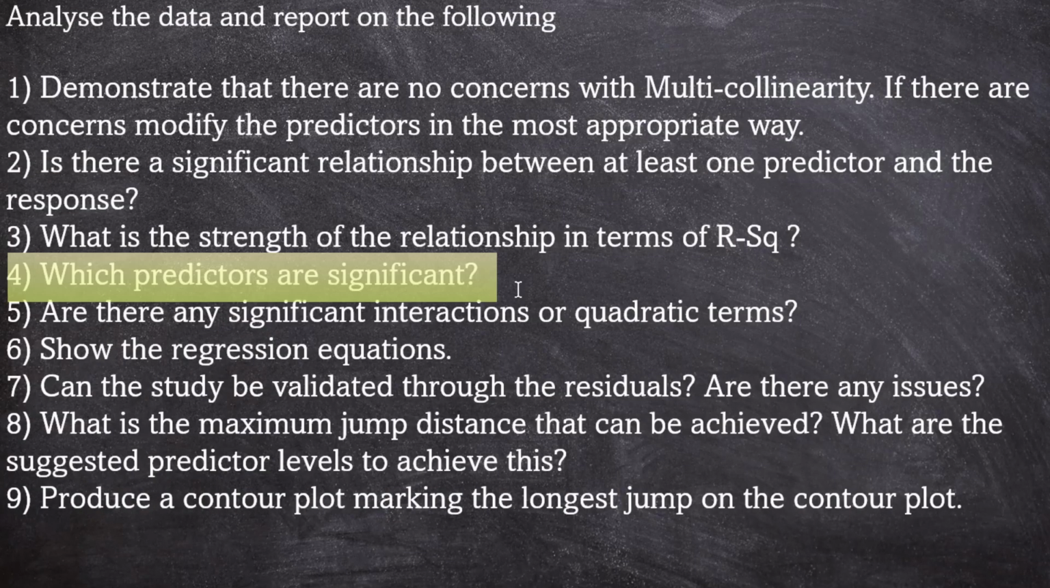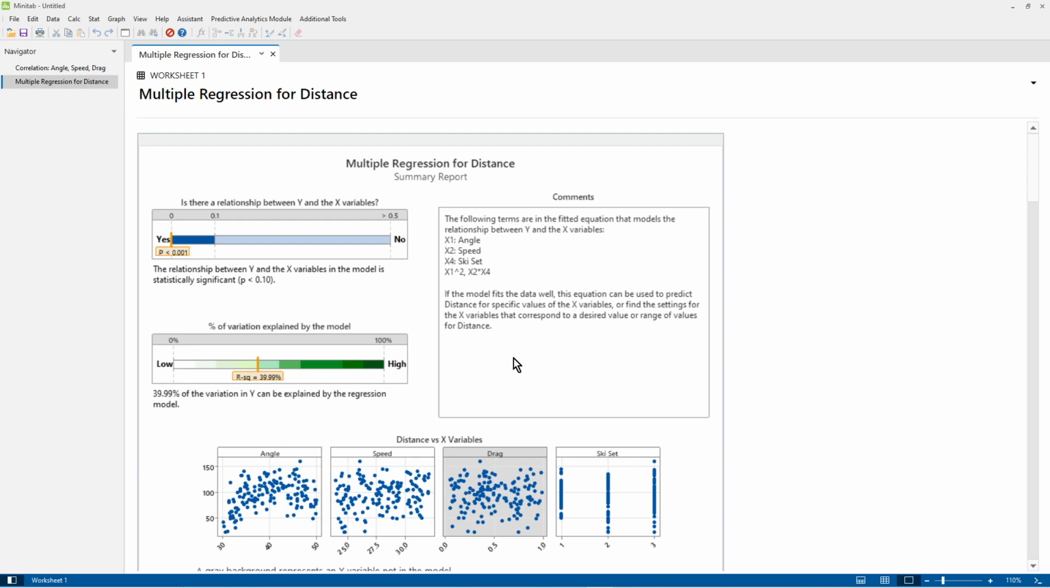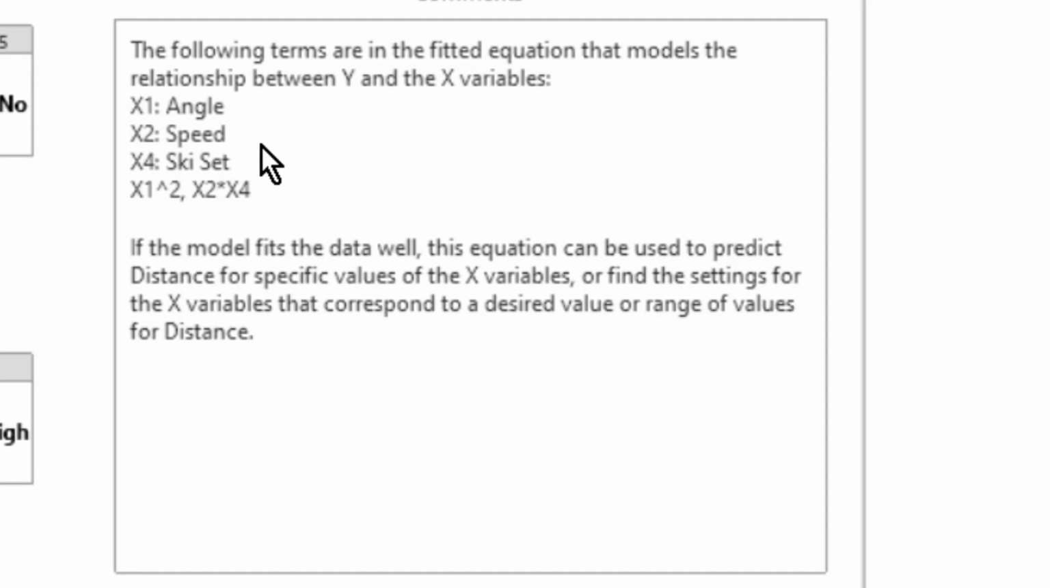Number 4, which predictors are significant? On the summary report, there are 2 ways to find out which predictors are significant. We can go to the comments section and see the significant predictors there. So angle is significant, speed is significant, ski set is significant, and then we have an angle quadratic, and we have an interaction between speed and ski set. That's interesting. And drag is not significant.